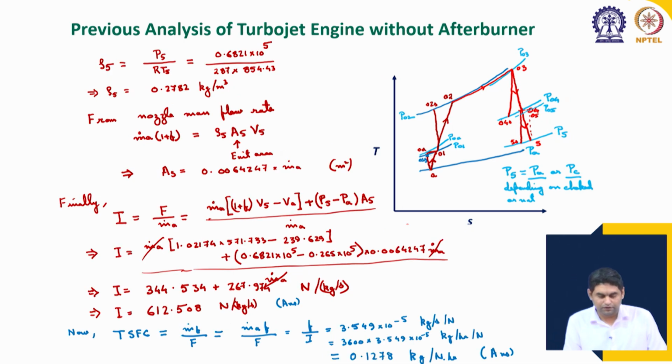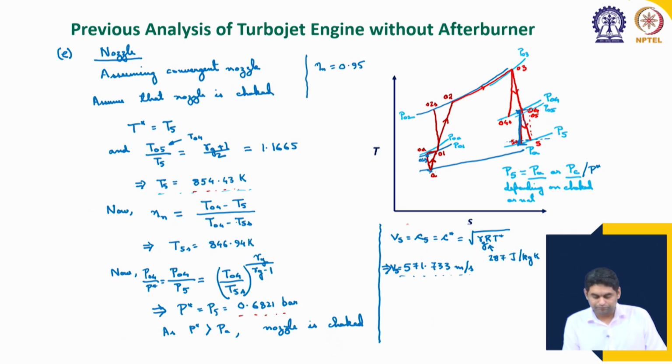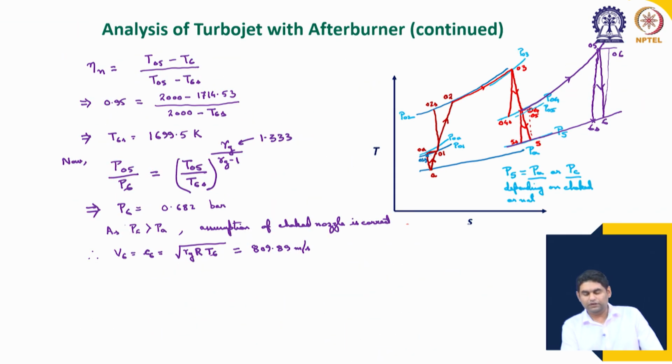Without the afterburner, our velocity was 571.733. Now, in the present case with the afterburner, it has increased to 809.89. So you can clearly see the role of the afterburner. Now, we also have to find the pressure thrust, because the pressure difference will create a lot of thrust. There is a significant pressure difference. Will the pressure thrust remain same? It will not remain same, because the area will have to change to accommodate the additional volume flow rate. So, let us see what the pressure thrust is.